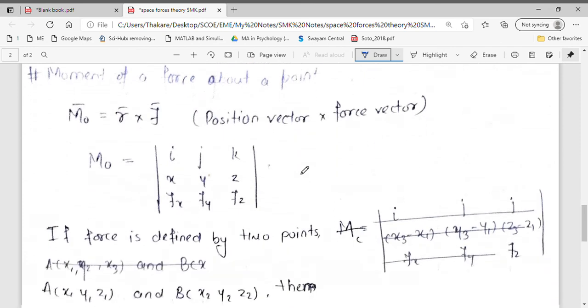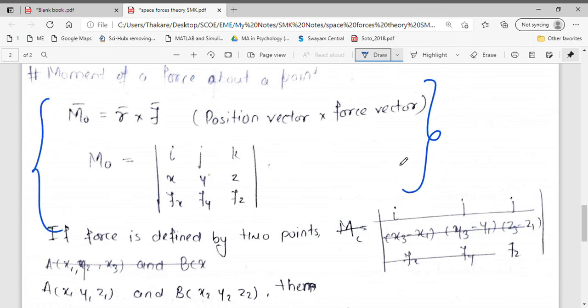Now the moment of a force, this is the vector form, but the vector form of the moment of a force will only be asked in theory. Otherwise, if you are asked a problem, you know how to determine moment about a certain axis. Moment of a force about a point will be given as the cross product of its position vector and its force vector. So this is your force vector and these are your position vector components, and this is your i j and k unit vector, this is the position and this is the force vector.